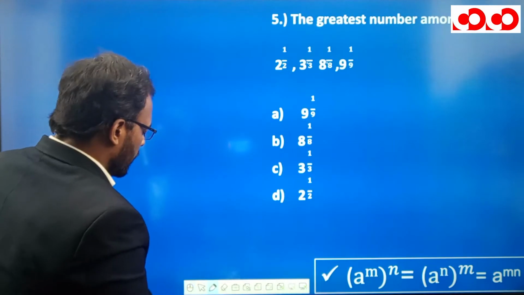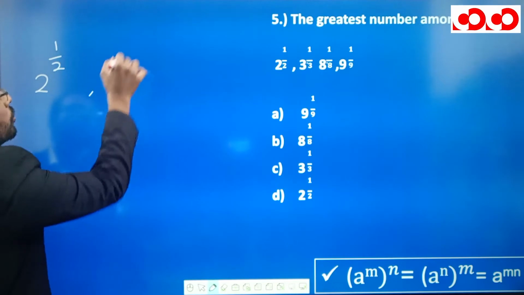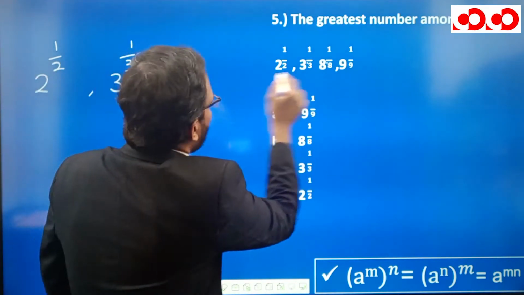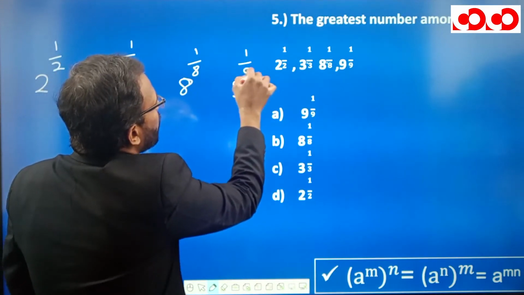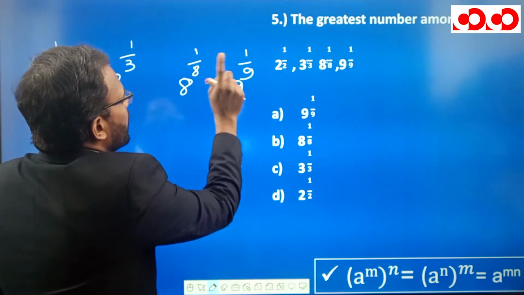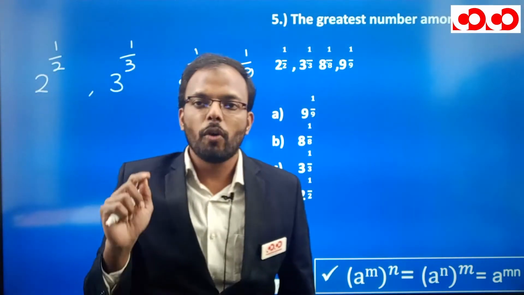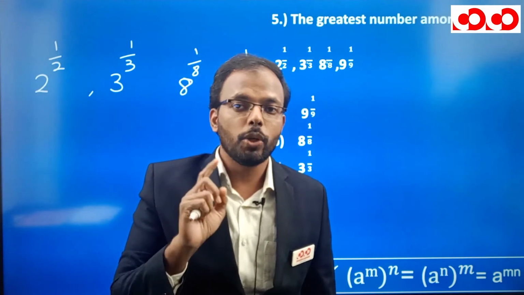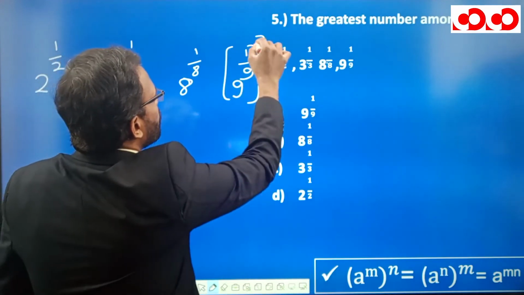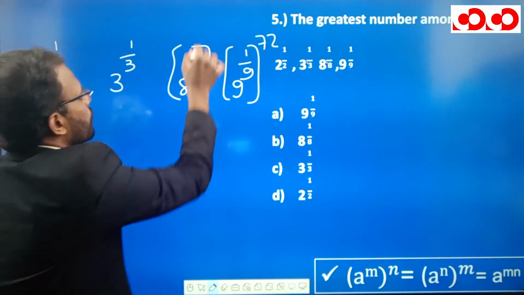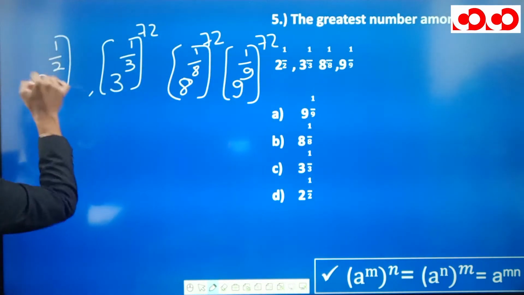So what I will do is, see, 2 to the power 1/2 is there and the other number is 3 to the power 1/3. The next number is 8 to the power of 1/8 and the last number is 9 to the power 1/9. So in the powers we are dividing by 9, 8, 3 and 2. I know one number which is an LCM of 9, 8, 3 and 2, which is 72. 72 is the LCM of these numbers. So what I will do is put to the power of 72 on each of them.